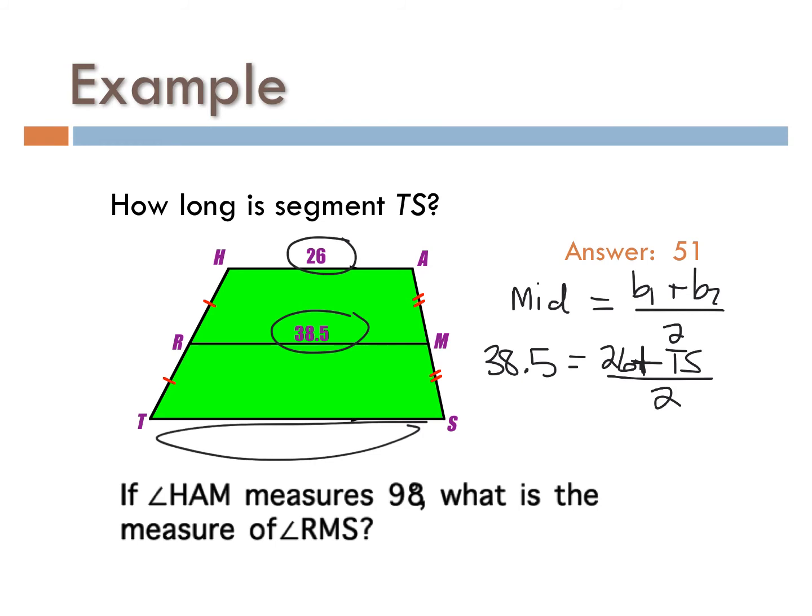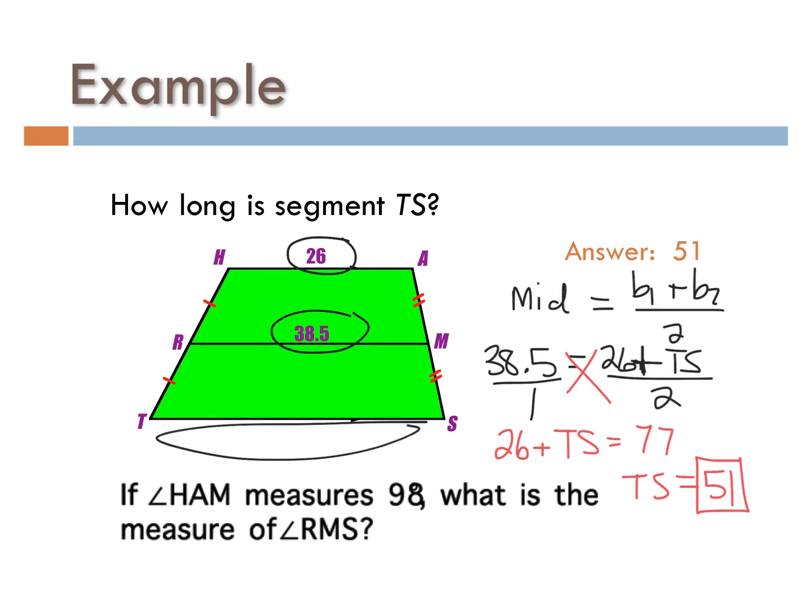How you solve this is up to you. You could go ahead and multiply both sides because this is a common denominator of 2. I can multiply both sides by 2 if I want. What I could do is put 38.5 over 1, and then cross multiply. It's your choice, but either way I do this, I'm going to get 26 plus TS equals 38.5 times 2 is 77. Subtract 26 from both sides. 77 minus 26 is going to equal 51.